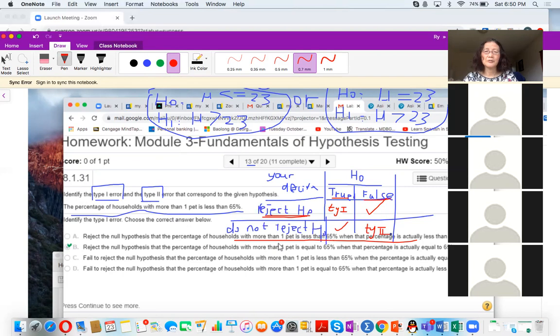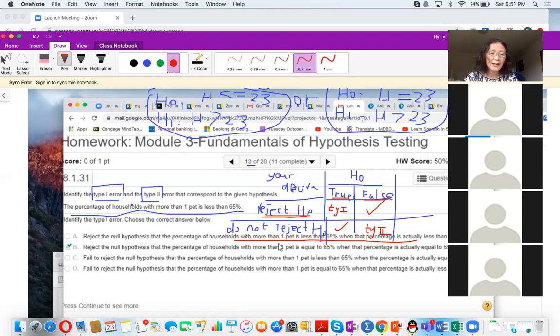Okay, so we review the basic concept of type one error, type two error. In summary, type one error is you reject something that is true. Type two error is you do not reject something that is false.